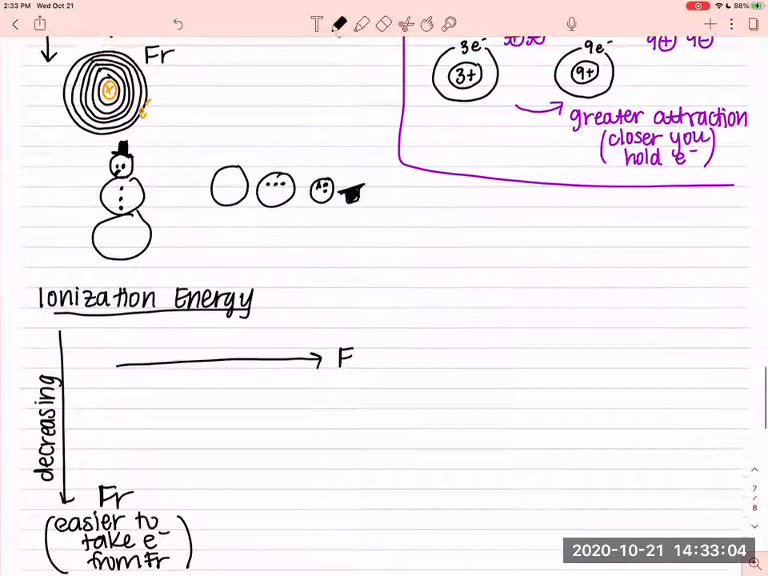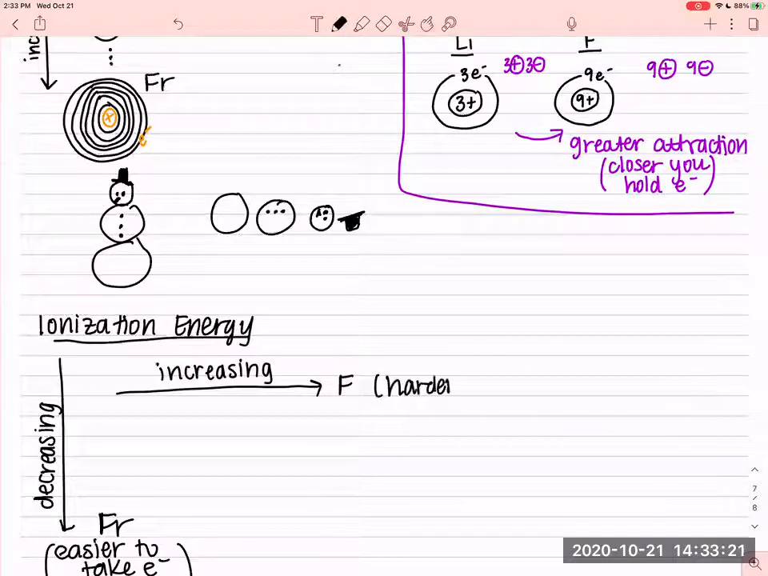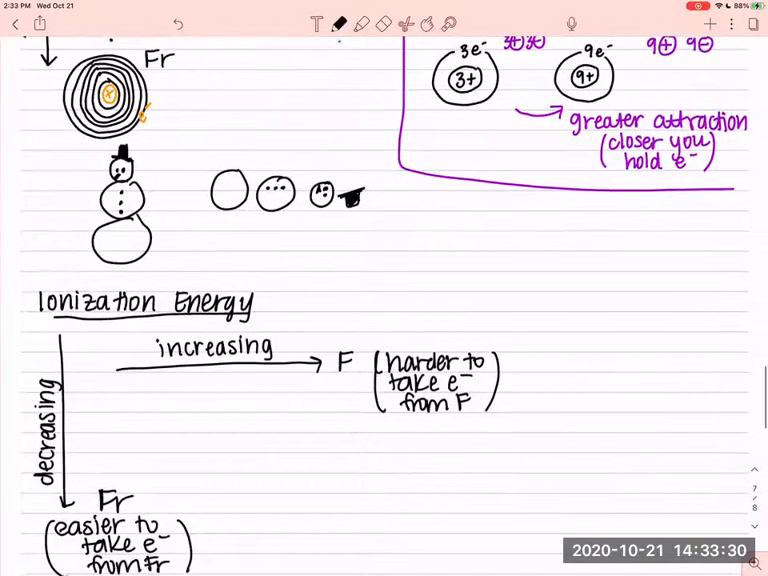Versus fluorine, we just said, hey, fluorine has a greater attraction, right? Because of its small size. So we have an increasing energy, because if I'm holding my laptop really close to me, then it's harder to take away. It's harder to take electrons from fluorine. It's really, really hard to take electrons from fluorine.